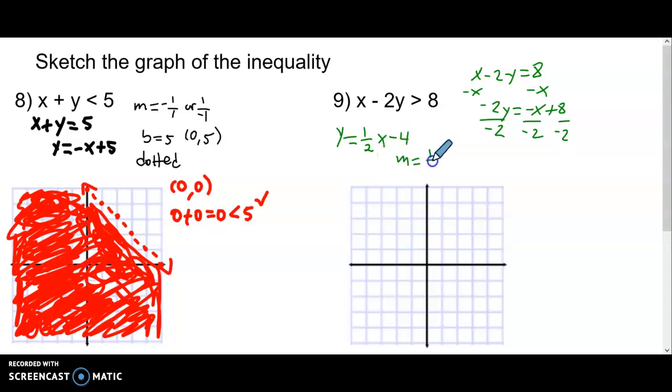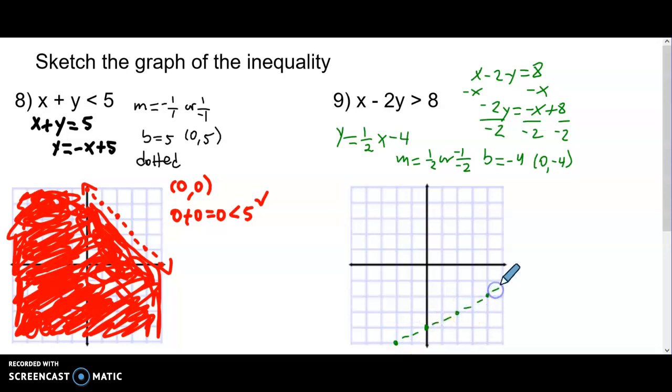My m is 1/2, or negative 1 over negative 2, stuff we have learned. The b is negative 4, which means my starting point should be 0, negative 4. So 1, 2, 3, 4 down. The slope is telling me up 1, right 2. Up 1, right 2, or I can go down 1, left 2 for one more spot there. All right, my line should be dotted because I don't have equal included. So here's my dotted line.